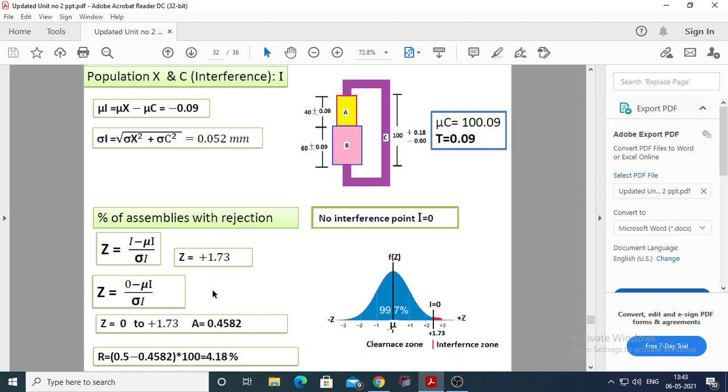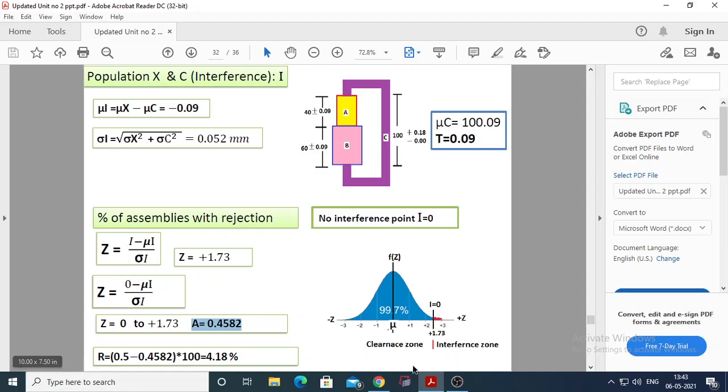Then I have marked here positive 1.73, x is equal to 0. Okay, if you check in the chart, then you will get the value for 1.73. This area under the random variable from 0 to 1.73 is 0.4582. This area under the normal distribution curve you will get is 0.4582. Then how to calculate that rejection?